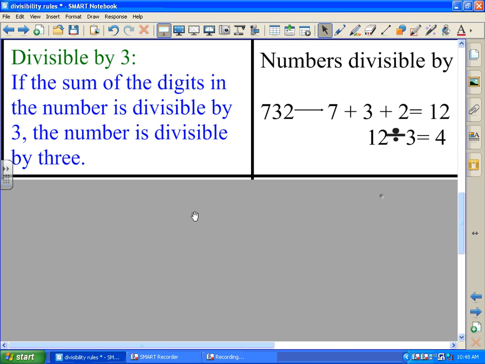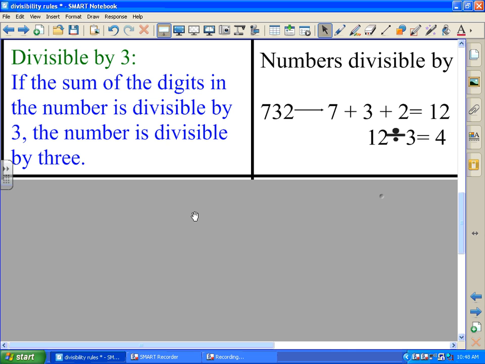So yes, 732 is divisible by 3, which means I can divide it without a remainder. So let's check. 3 will go into 7 twice, which is 6. 1 left over, bring down the 3. That'll be 4 times, which is 12. 1 left over, bring down the 2. And that'll be 4 times, which is 12, with a 0 remainder. So 3 times 244 equals 732.